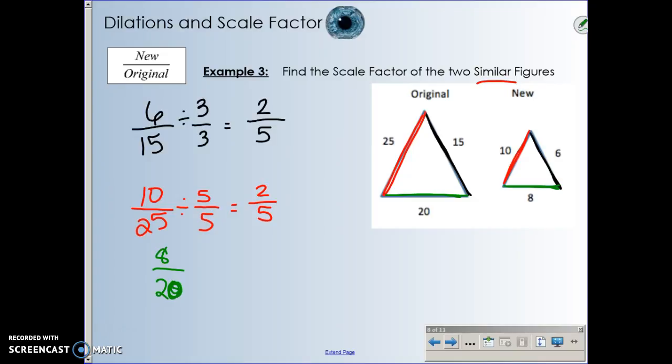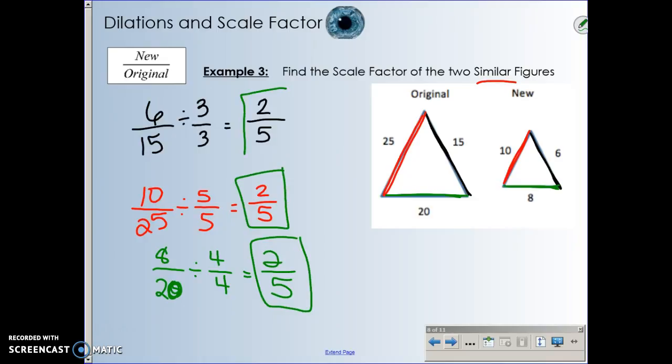Last one. Hopefully in your head you're thinking of what numbers you could divide by. And hopefully you came up with 4. You could divide it by 2, but that's not the biggest common factor. Remember, you want to get it down to simplest form. So pick the biggest number you can divide by. And again, we get 2/5, which is the scale factor of these shapes.